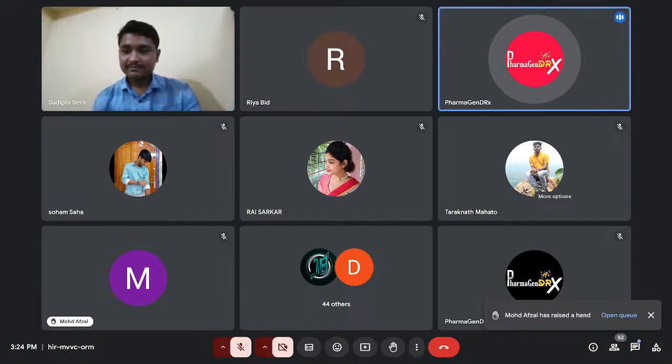Exactly, I totally agree with Sudipto. Sudipto, there is another question about mock tests. If you can suggest any mock test where we can practice.